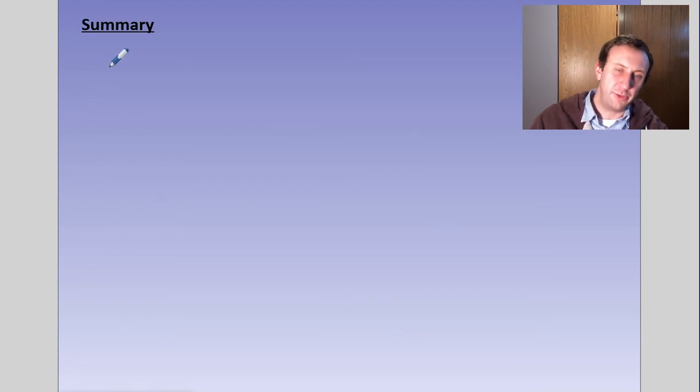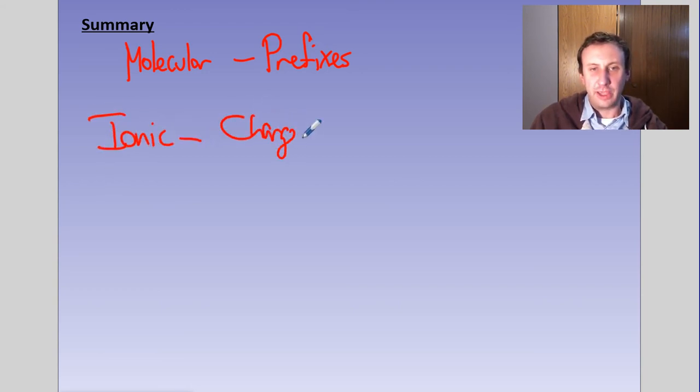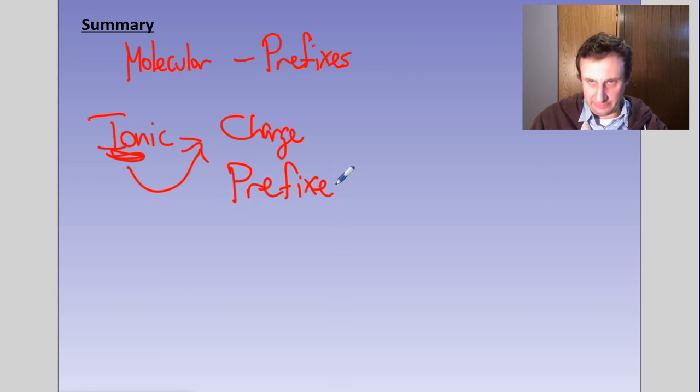So in summary, for the molecular and ionic stuff, here's what you need to know. For molecular, it's all about the prefixes, right? So you're looking at that mono, di, tri, tetra, penta, hexa, hepta, octa, nona, deca. Well, ionic is all about the charge, okay? And why? Because of the fact that there's ions in there. Therefore, it's all about charges. You will never find prefixes in Science 9 in ionic compound names. Okay, so never will you see prefixes.